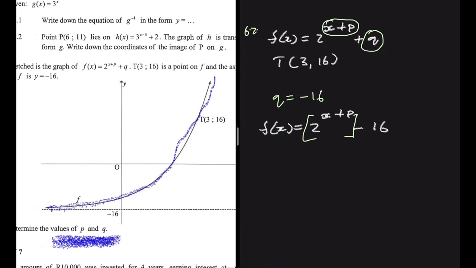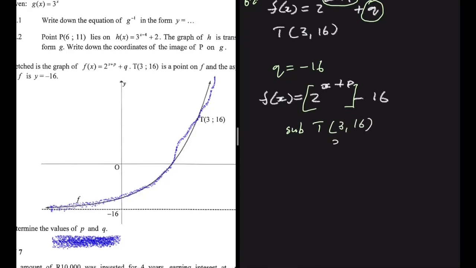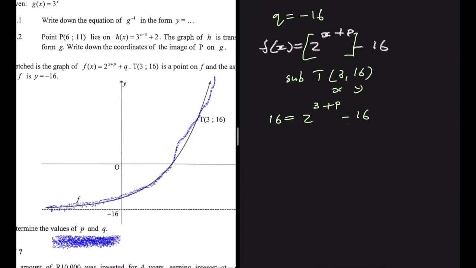Right, and now we just need to find the value of p, for which we're going to substitute our coordinate t. So we're going to sub in t of (3; 16). If we do that, this is the x value, this is the y. We're going to get 16 equal to 2 to the 3 plus p, minus 16, right? So I'm going to take minus 16 to the left-hand side, and I will get 32 equal to 2 to the power 3 plus p.